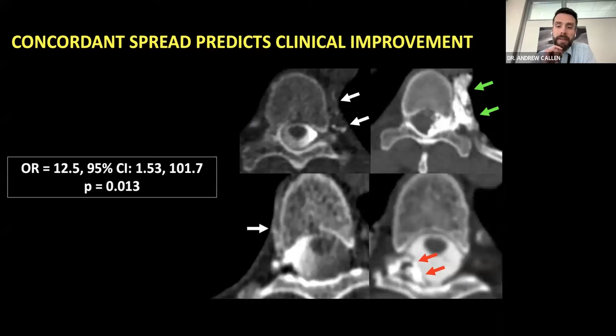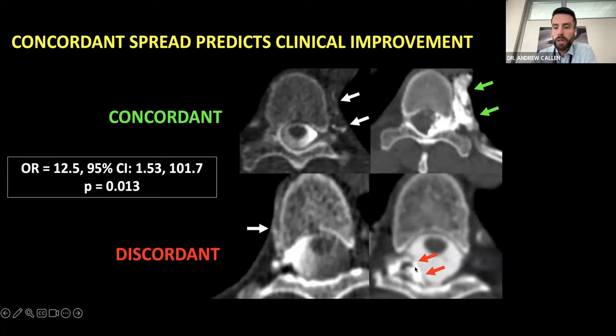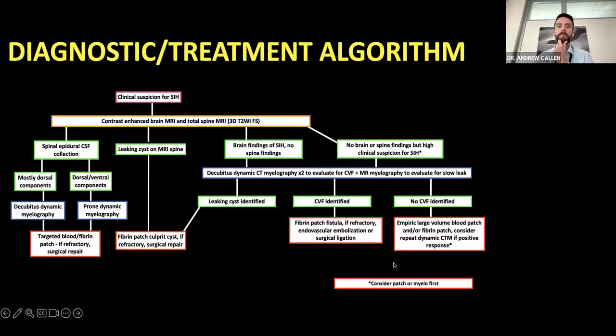In our study, we found that when you have spread that is concordant to the drainage pattern as shown here, then you will have a much greater chance of success of treating the patient's symptoms and imaging findings. So when the glue is spreading along where the fistula is, that is a good thing. When the glue is spreading in the dorsal epidural space, not where the fistula is draining, that is not good. You may want to put a second needle in there and try to treat it that way.